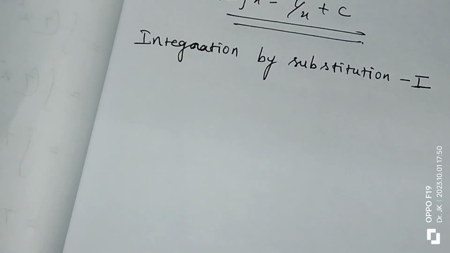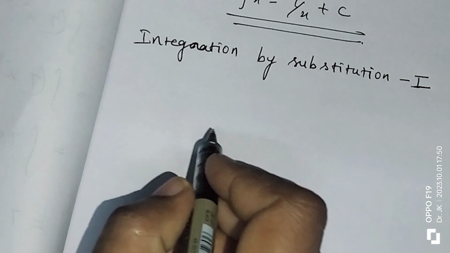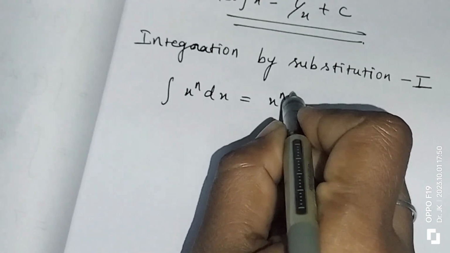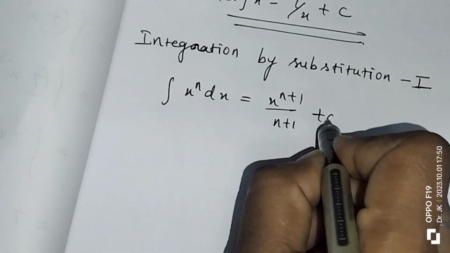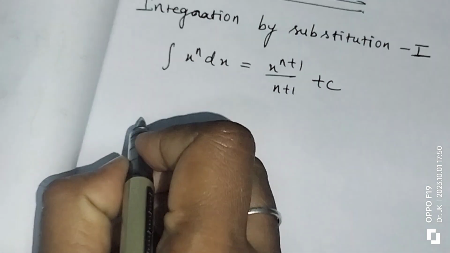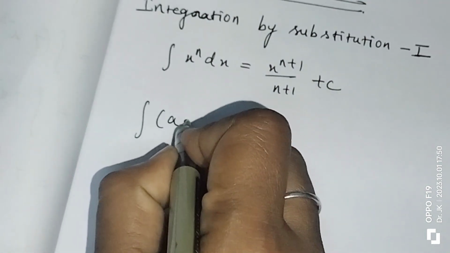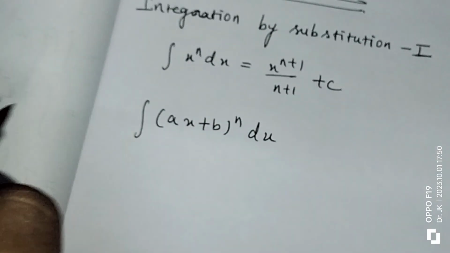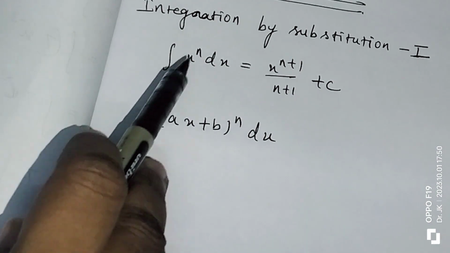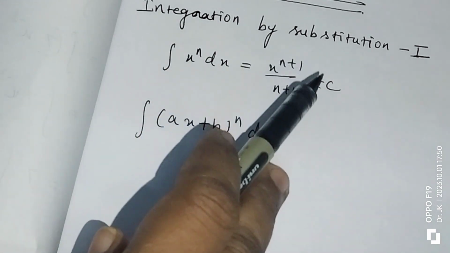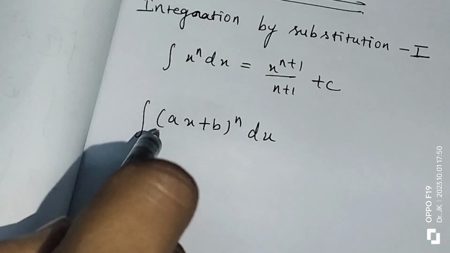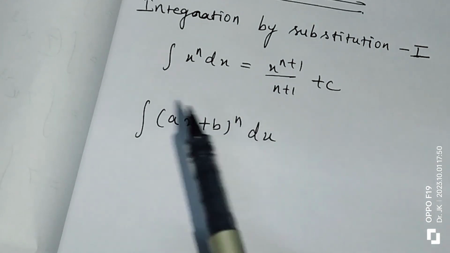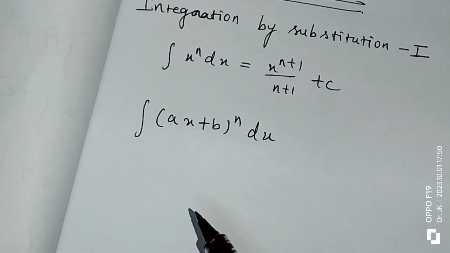Going to see about integration by substitution. Usually we know that the integral of x power n into dx is equal to x power n plus 1 by n plus 1 plus c. This is the usual formula. In case we get (ax plus b) whole power n into dx, what formula will be used? That is very important.